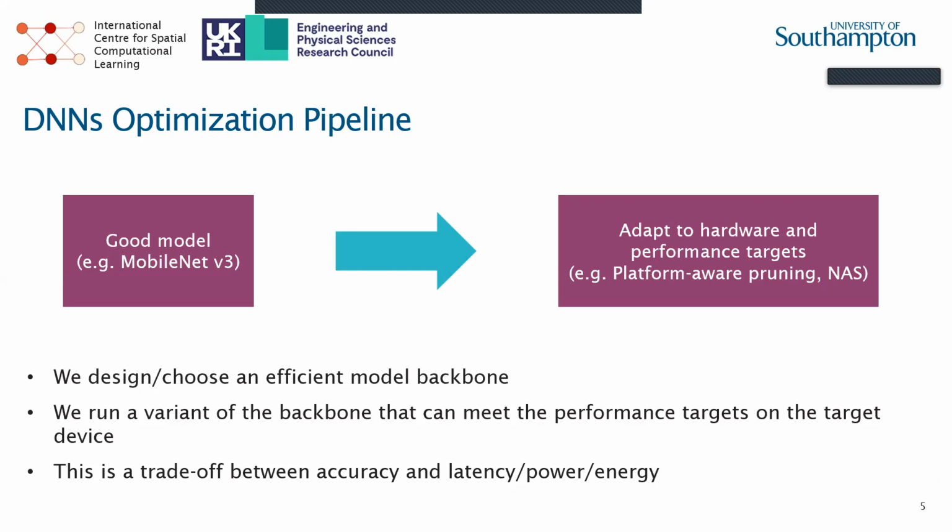But I think what we really run on the platform is not the original MobileNet V3, right? It is some kind of variant of MobileNet V3 that can meet the performance target on the target hardware devices. To do that, we normally need to apply some kind of pruning or neural architecture search to find a variant of the backbone network that can meet this target. This process generally is a trade-off between accuracy, latency, power, and energy.